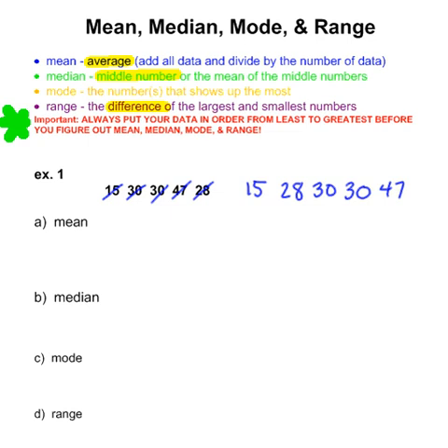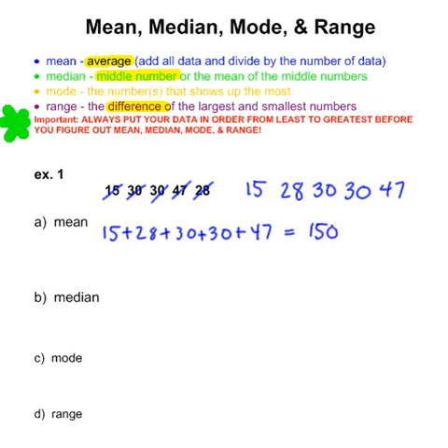So now I have my data set in order from least to greatest, and for mean, what I'm going to do is add all of them up. That is our very first step. So we take 15, 28, both of our 30s, and then the 47, and we're going to add all 5 of those numbers up. So let's do that. This will give us 150. So the sum of those 5 numbers is 150.